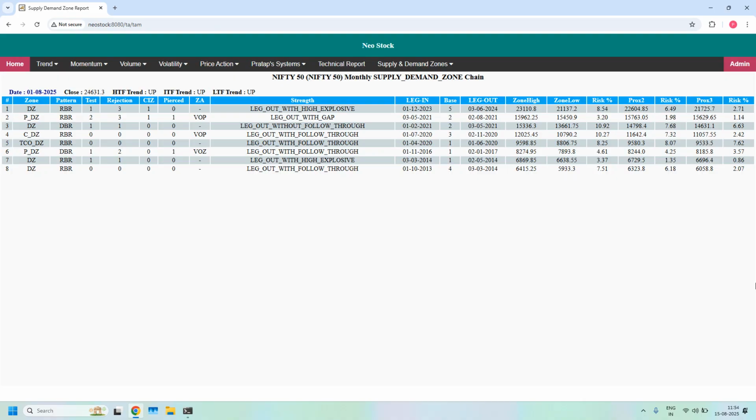In any supply demand zone chain report, always look into the zone column to find the high liquidity zones. Look into the pierced column to find the pierced zones. Always look into the LTF trend to find the trend of the current time frame you have selected. You already learned one time frame higher is ITF and one more time frame higher is HTF. You are aware of those concepts. And also don't forget to pause the video when you are moving from one report to another report, because I am giving you very few seconds time to watch the reports.